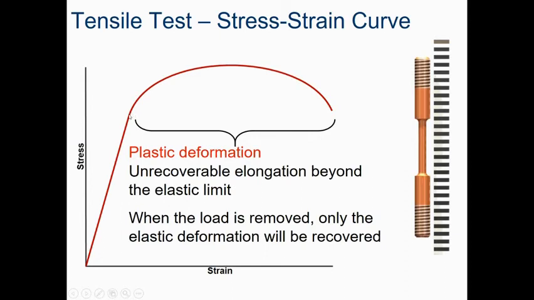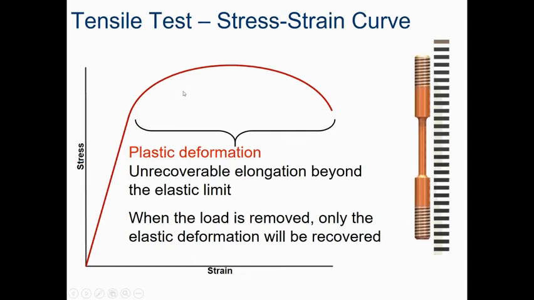Now, when we get beyond this point, our yield point or our elastic limit, we're getting into a region which is called the plastic region. This is the region where, when I apply a stress beyond this point right here, I'm not going to be able to recover this deformation. It says unrecoverable elongation beyond the elastic limit. When the load is removed, only the elastic deformation will be recovered. What that means is if I apply a stress to this point, I'm going to recover all of this strain from here down, but the strain from here to the point of application, I will not get back.